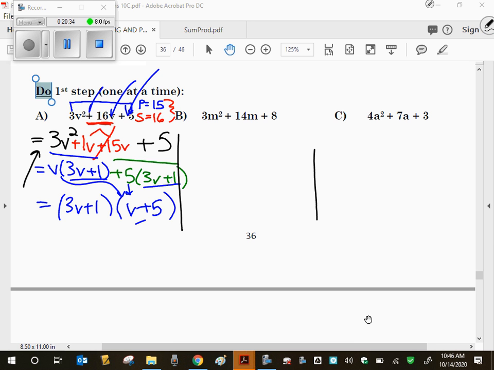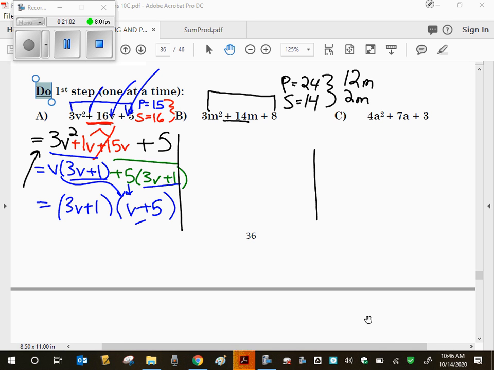Okay, so your first step was this. The product is 3 times 8, 24. The sum is 14. What two numbers multiply to 24 and add to 14, somebody? Thank you. 12 and 2, so we put 12m and 2m. Those are our middle terms.